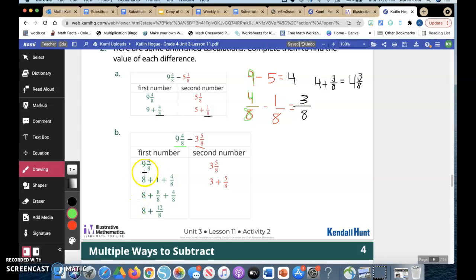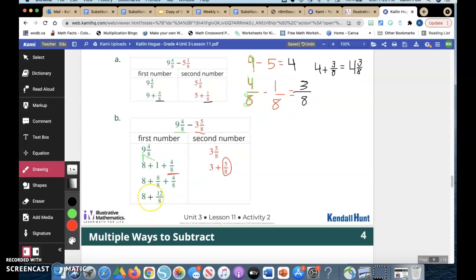So, with our first number, they decided to decompose the 9 wholes into 8 plus 1 plus 4/8 because our fraction with the second number is 5/8, which is bigger than the 4/8 that we had to begin with. So, what would I need to do? What would I need to subtract to get my answer, boys and girls?